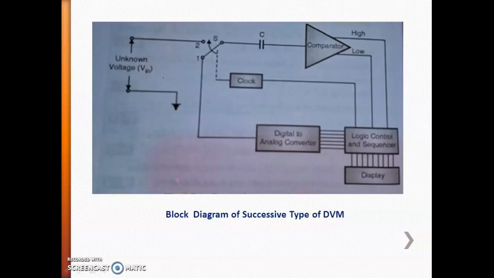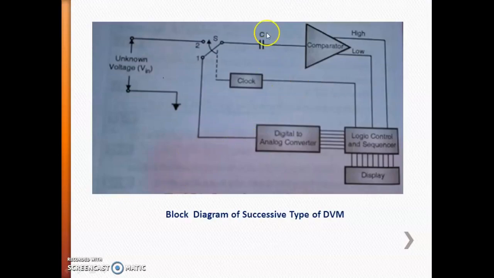This type of digital voltmeter uses a special analog to digital conversion technique. That means in this digital voltmeter, a special analog to digital conversion technique is used. This technique is also called binary regression. Regression means return back, or we can also say come back or return.